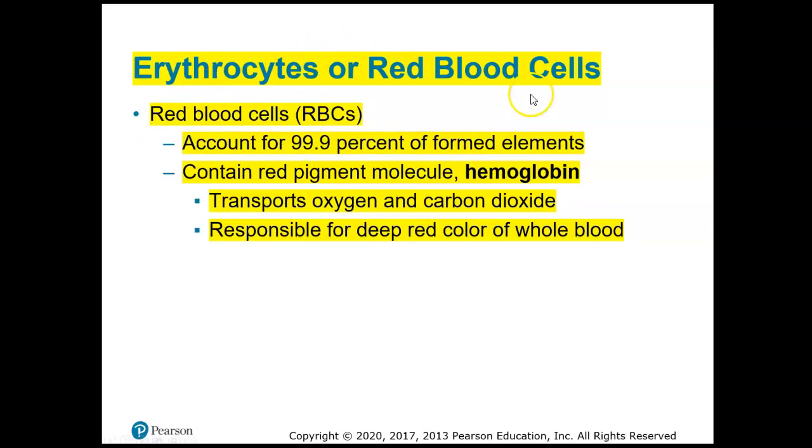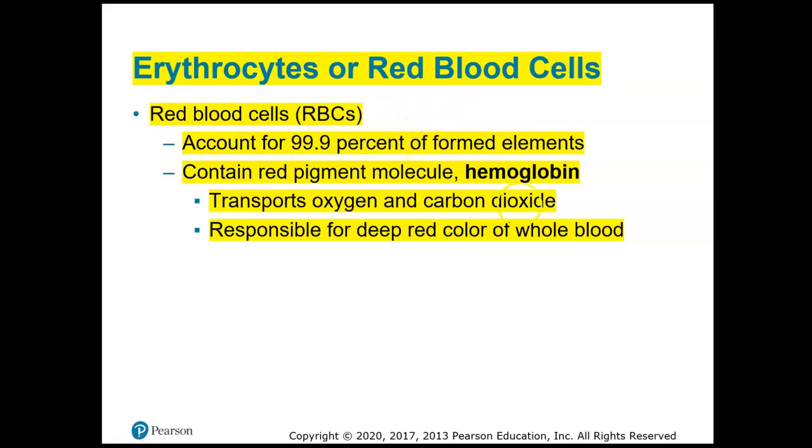Now, the formed elements of the blood, by far the most numerous are the red blood cells, and those are called erythrocytes. Erythro means red, cyte means cell. So the red blood cells account for 99.9% of the formed elements. There are way more red blood cells than there are white blood cells or platelets.